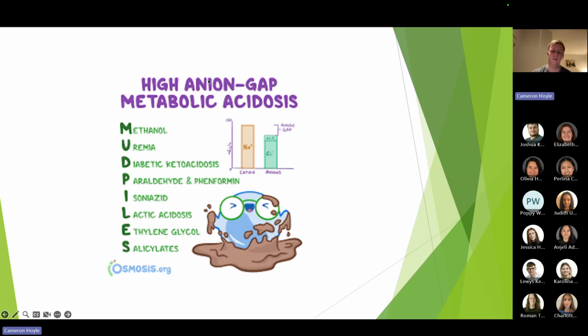So you'll all have seen the MUDPILES mnemonic before about causes of high anion gap metabolic acidosis. Your anion gap being your positive electrolytes versus your negative ones. So your sodium, potassium minus your bicarb and chloride. And the salicylates, which aspirin is one of, are high anion gap ones.